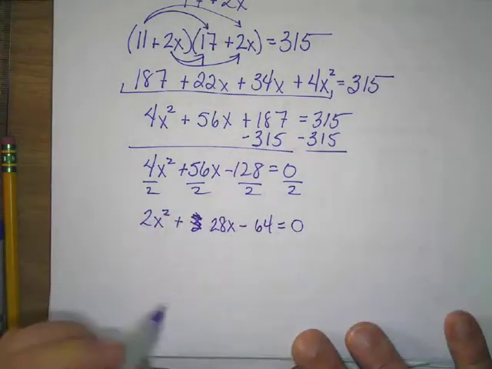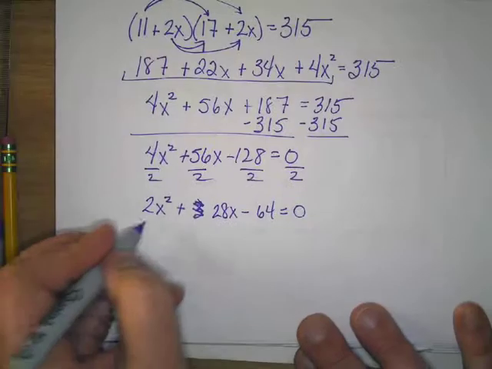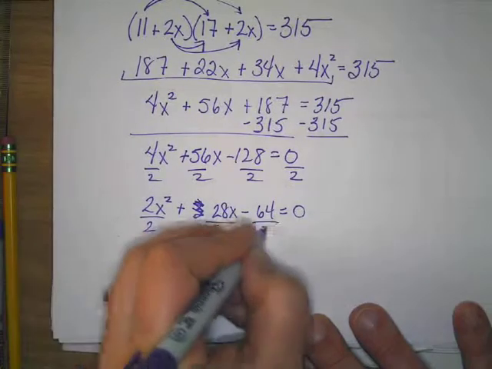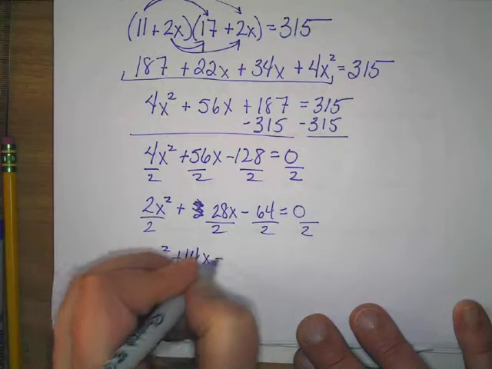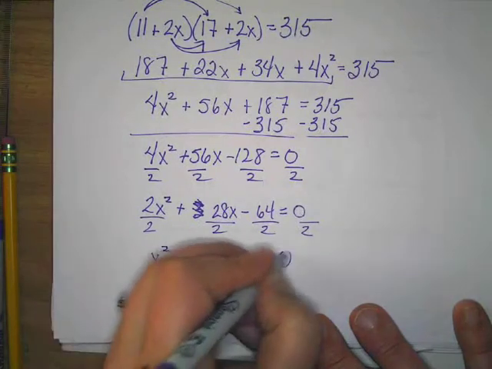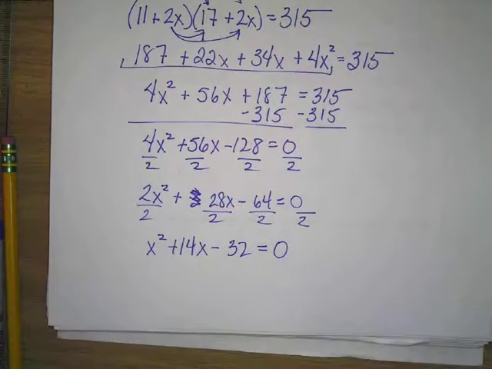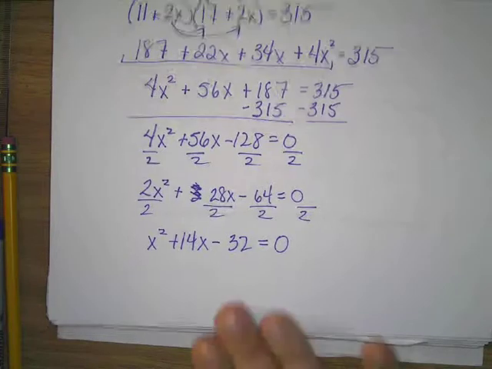Oh, can we also take another 2 out? So x squared plus 14x minus 32 equals 0. Now we're in the business. Now this is going to be better to solve. Where are you at? Well, it's just divided by 2. Now can we factor it? Yes.